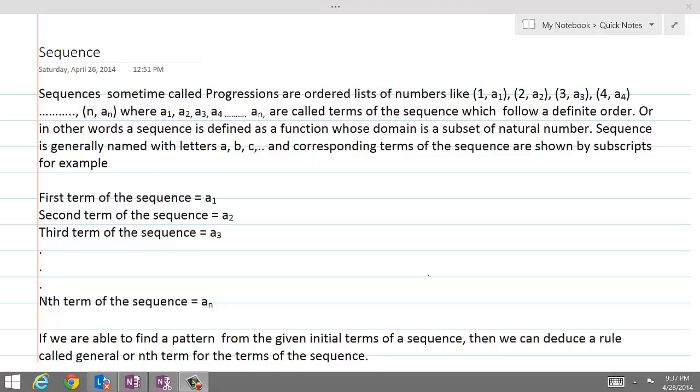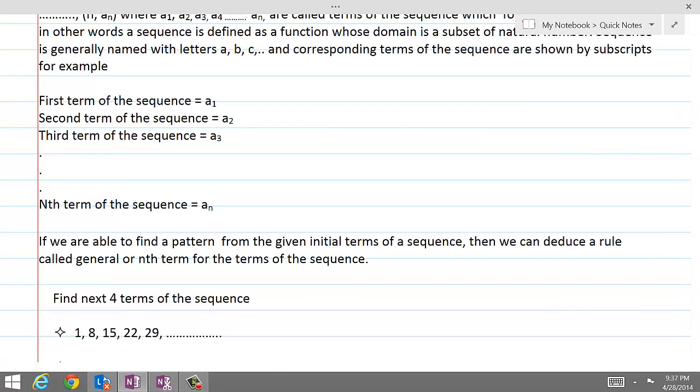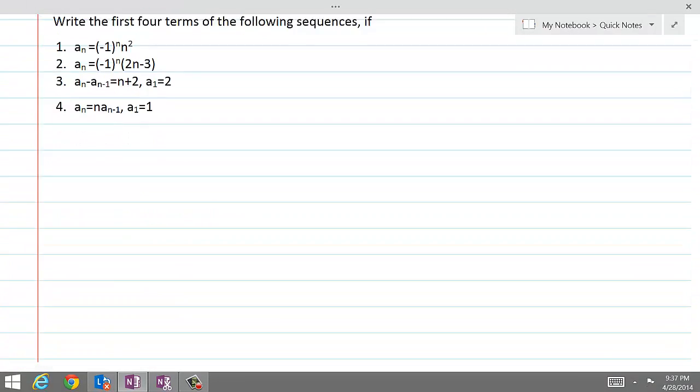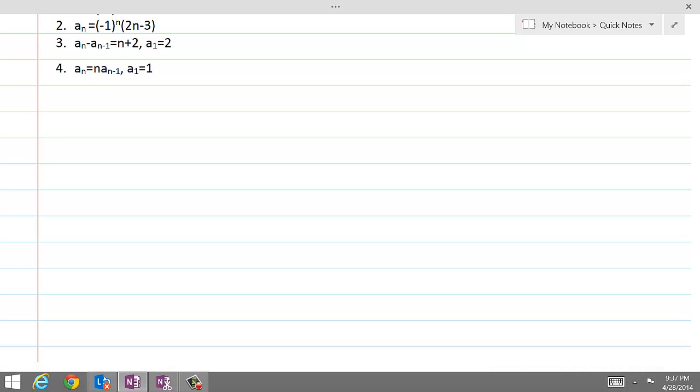Sequence, sometimes also known as progression, is an ordered list of numbers denoted by A1, A2, A3, A4 and so on, corresponding to natural numbers 1, 2, 3, 4, 5 and so on, where A1, A2, A3 and so on are called terms of the sequence and which follow a definite order. Those terms are called terms of the sequence. So let's take a look at a sequence and write the next four terms.